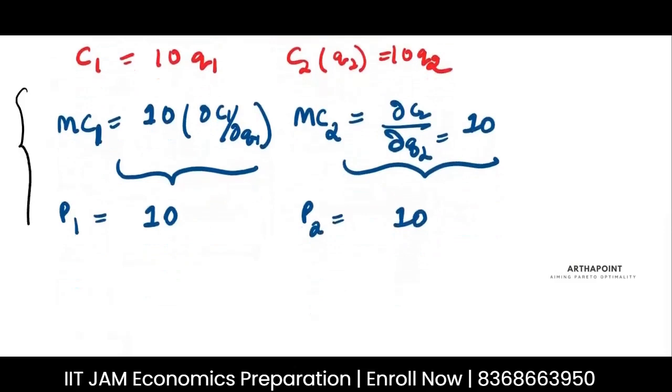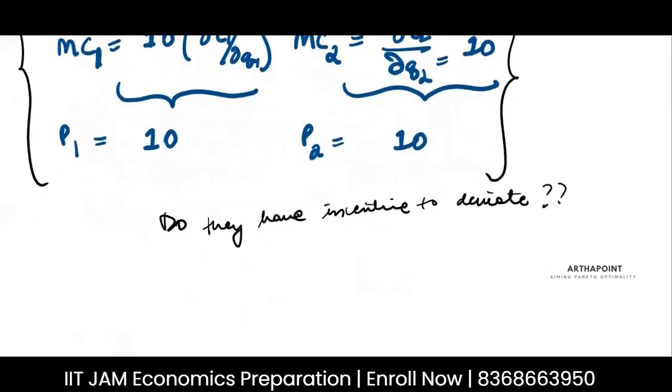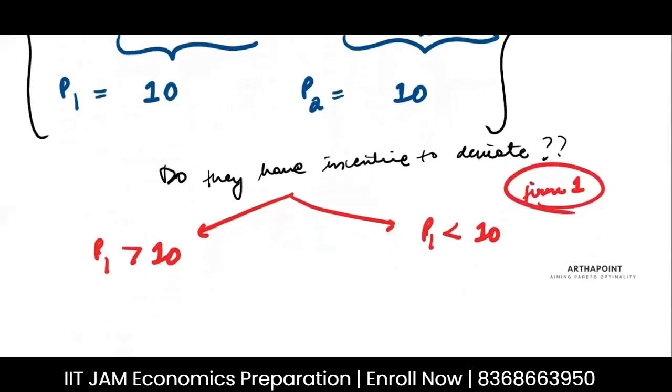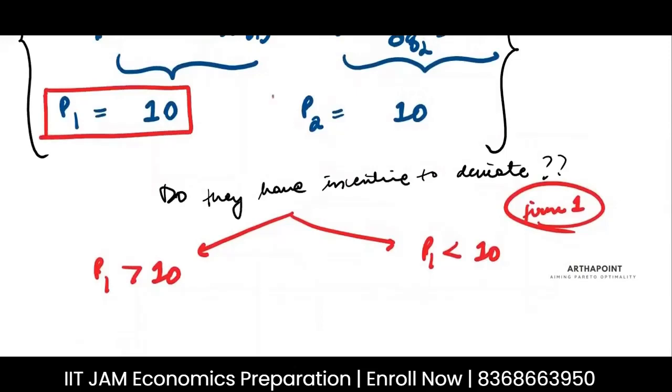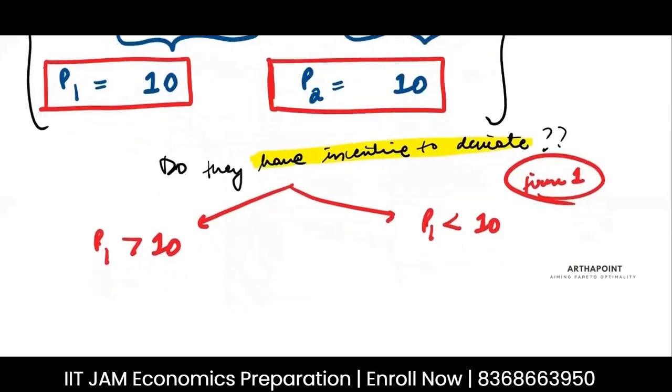Do these firms have an incentive to deviate? That's the question we are asking. Do they have incentive to deviate? Well, deviation can be what? Either they can charge a price more than 10 or they can lower a price further. I'll just talk about firm 1. Then we will argue the same for firm 2. So, currently firm 1 is charging 10 rupees and firm 2 is also charging 10 rupees. Incentive to deviate would mean the following, that firm 1 will want to charge lower than 10 or higher than 10.